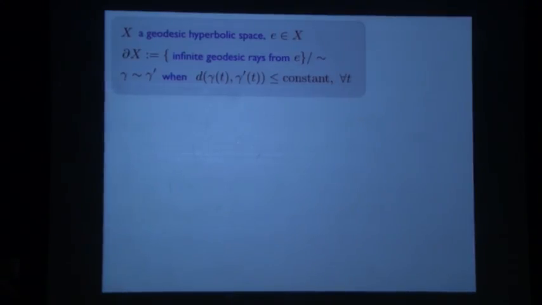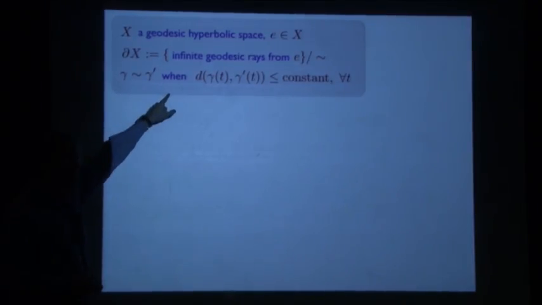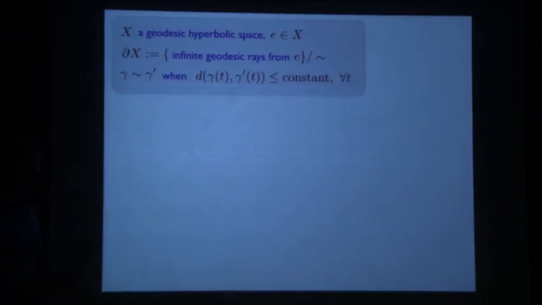What's the quantification of the constant? The constant depends on gamma and gamma prime, but not on t. Why do we tell that it's a constant?